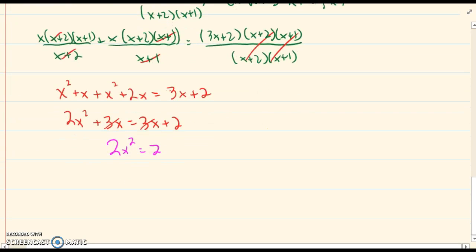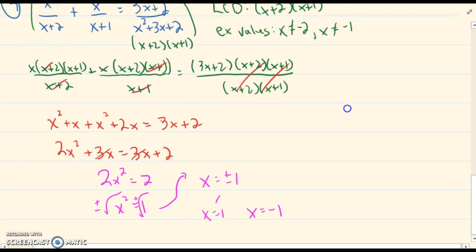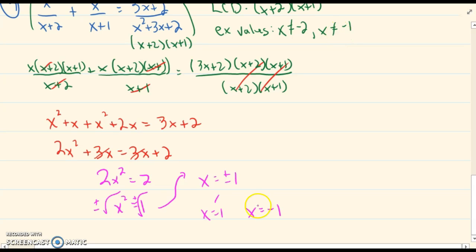So if I solve it by reversing, probably the easiest way in this case, that'll give me x squared equals 1. So my solutions then, once I take the plus or minus square root, it is plus or minus 1. In other words, x equals 1 and x equals negative 1. But looking back at our excluded values, negative 1 we were told does not work. So we have one workable solution.